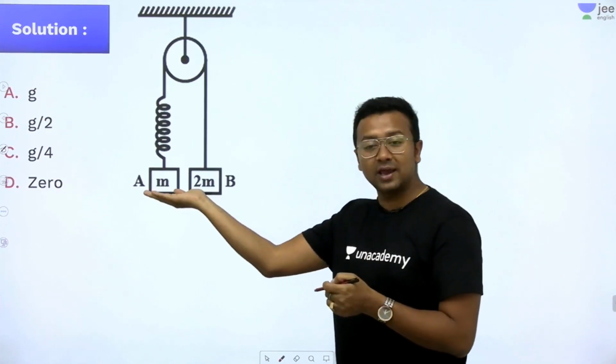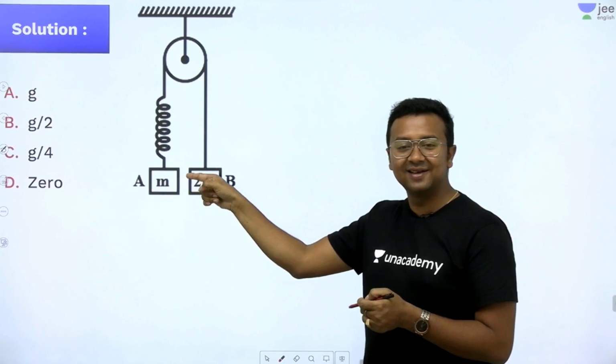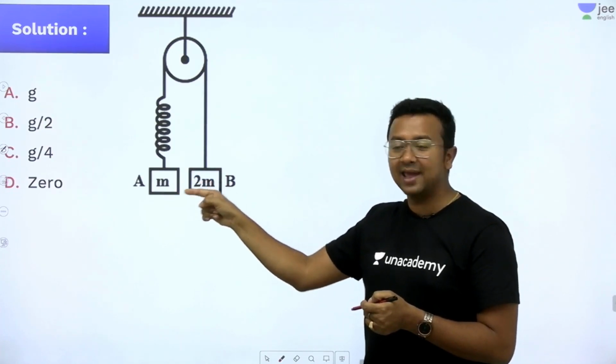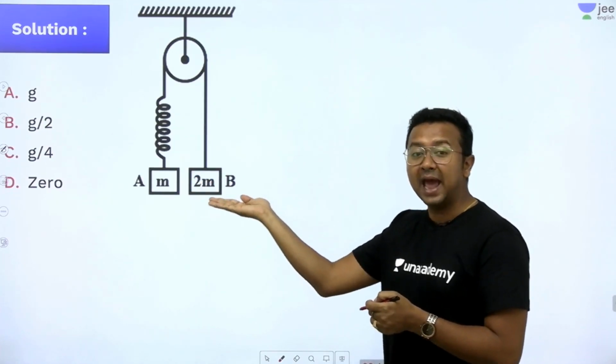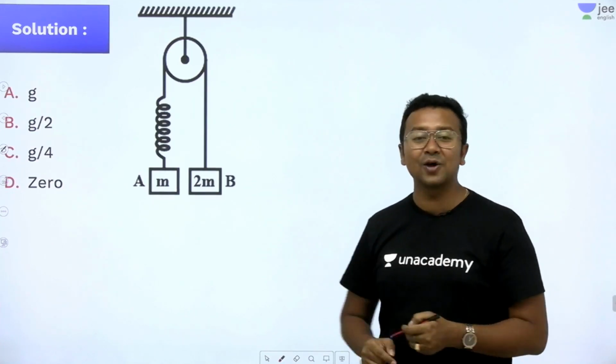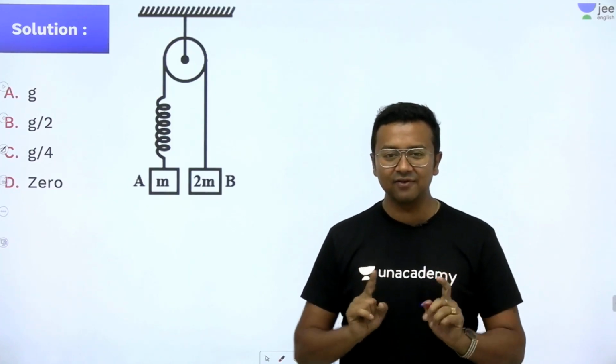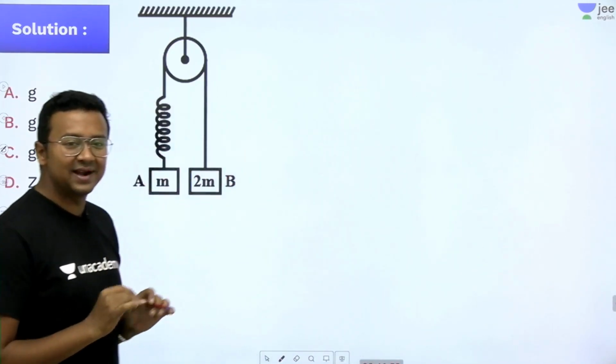First, I was holding block A. I removed the hand and wanted to find out what was the acceleration of block A. Now I was holding block B and I removed my hand. Then what will be the acceleration of block B? So this is what I want to find out. Clear enough? Let's have a look at how to do it.